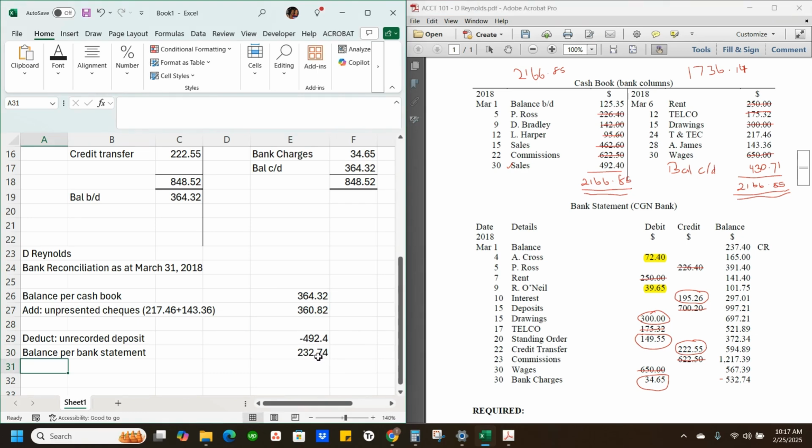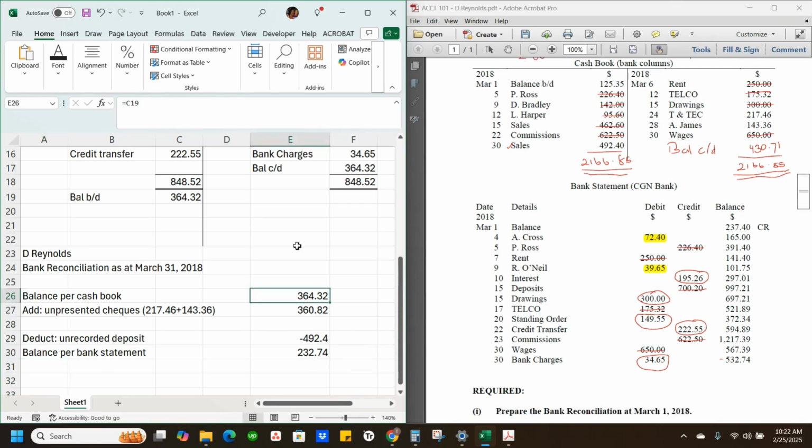All right, so we have 232.74. So our balance per bank statement is $232.74. But that is not, if we look at our bank statement, what we're supposed to have. So we did an error somewhere. I purposely did an error in here so that you are able to understand the thought process of trying to determine how to go about correcting your error.